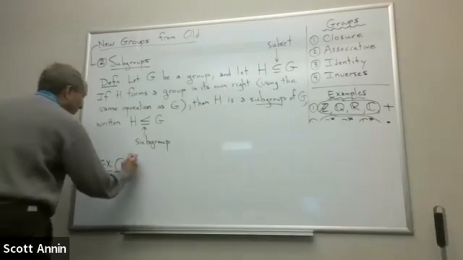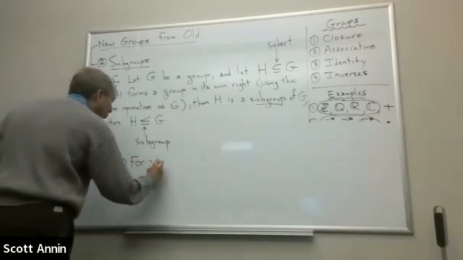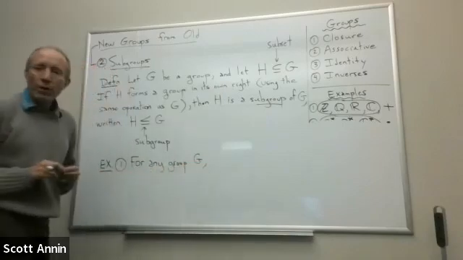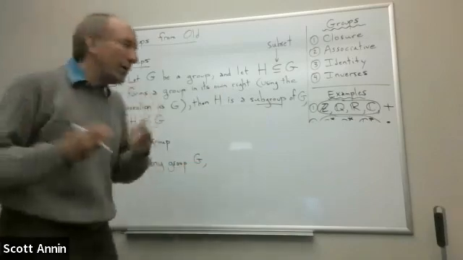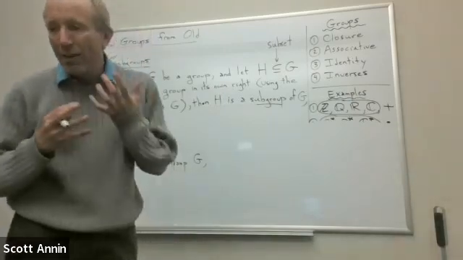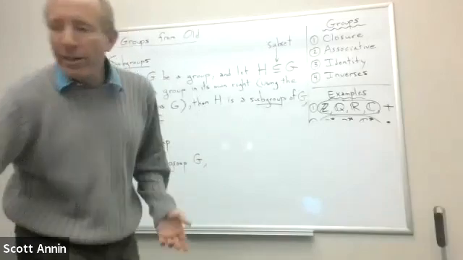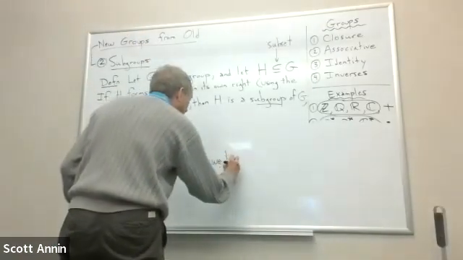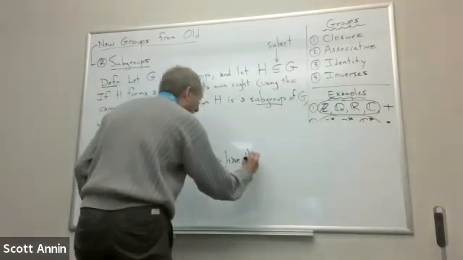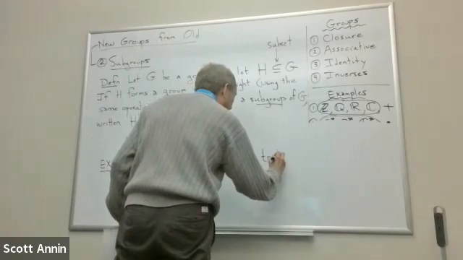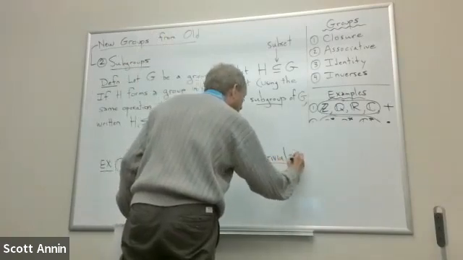The first example is that for any group G, we always have two subgroups of G that are kind of automatic. They're very trivial in nature. They are called the trivial subgroups.